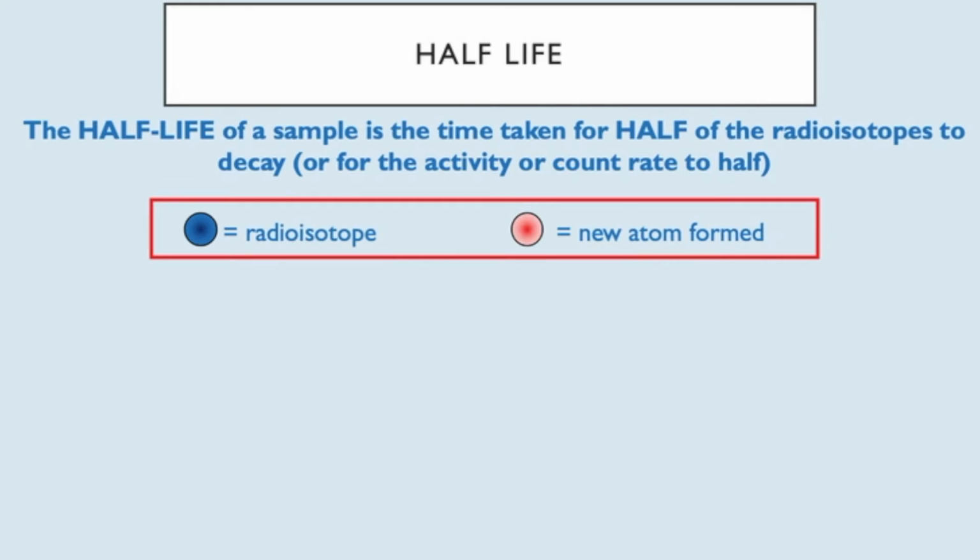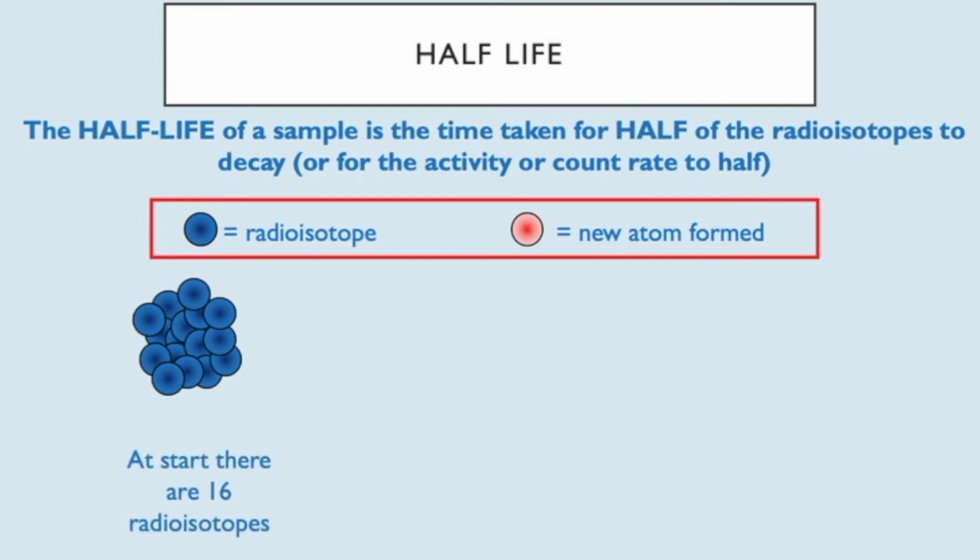So if I show you a little example, I've got a load of blue balls and a load of red balls, and the red balls are new atoms that are formed, so new elements that are formed because the radioisotope has given off some radioactivity and changed into something else. So here I start with a sample, and I start with 16 radioisotopes. So these are radioactive isotopes that will give off radioactivity to become more stable.